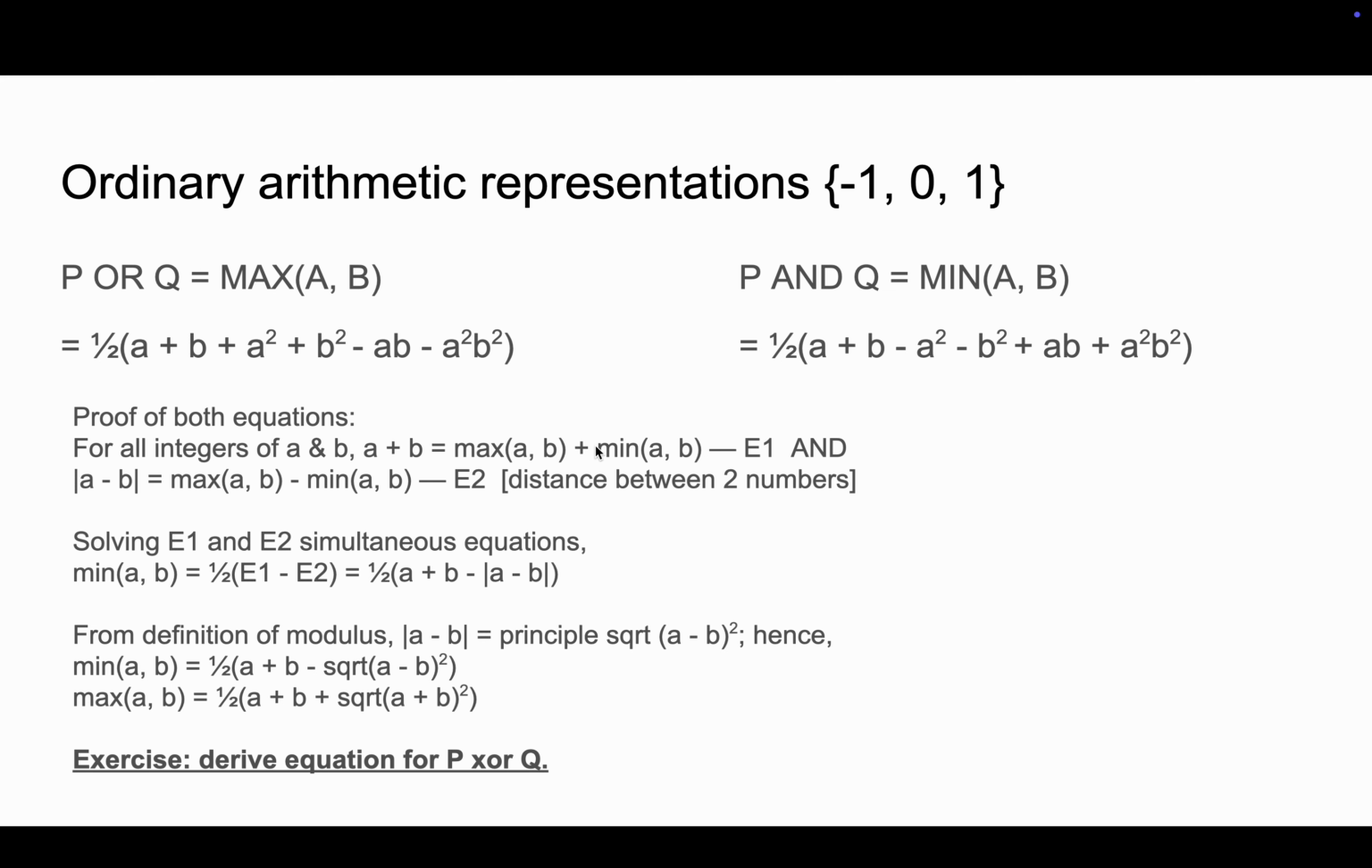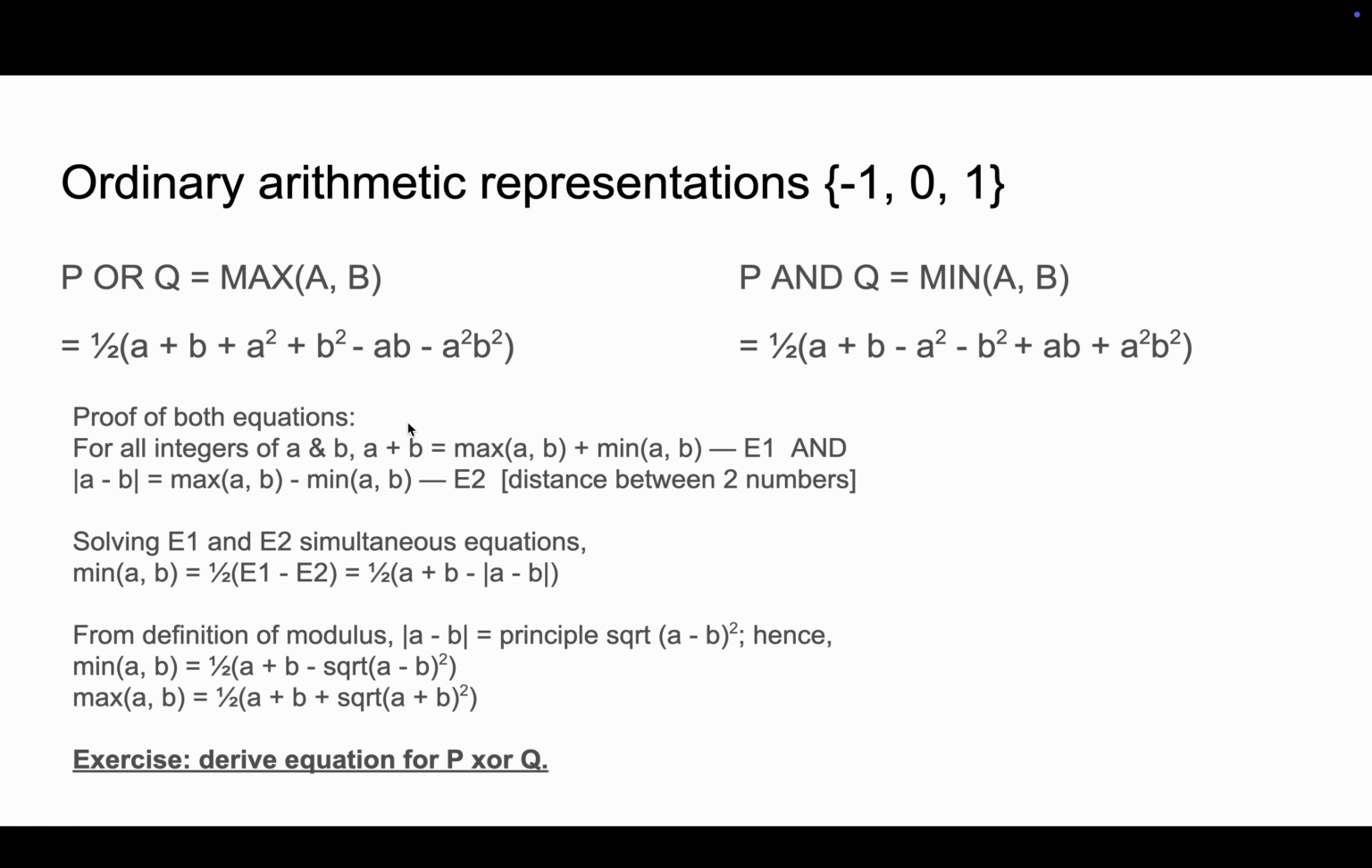We take half of E1 minus E2. We are going to get the max AB will cancel each other out, and when we take half of 2 min AB, you will get minimal of AB. And when you simplify the equation, you'll get half of A plus B minus the absolute of A minus B. From the definition of modulus, we can expand the modulus sign out to make it a principal square root of A minus B squared.